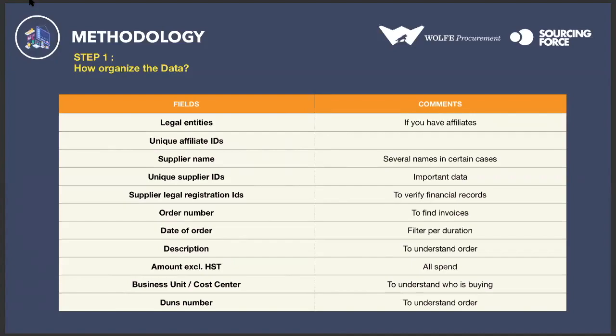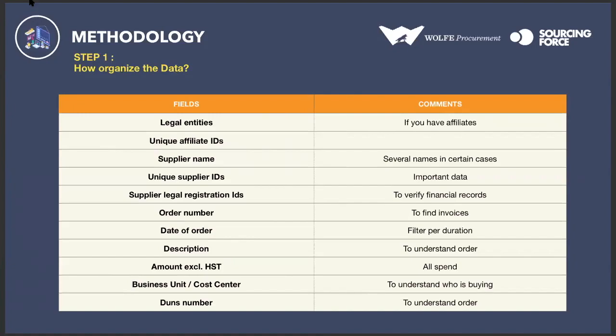For supplier name, you will want to go through a supplier normalization process to consolidate all the various versions of a supplier name or entities for which they bill you. For example, you could have Microsoft Canada, Microsoft Corporation, Microsoft Inc., etc. And you want to collapse all these into one name so you're able to have a complete picture of that one supplier.